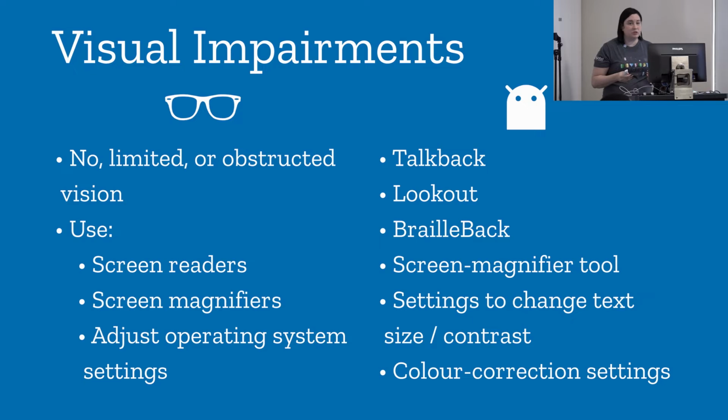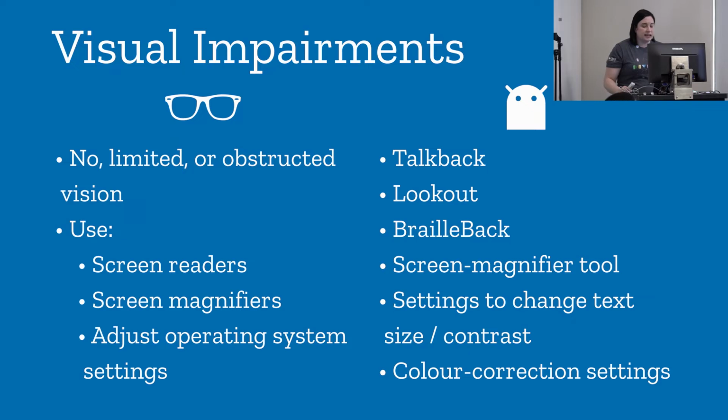There's TalkBack, which we'll be looking at a little bit later. It's a screen reader. It reads through your screen. Lookout, which sounds really cool, uses computer vision to recognize and communicate objects and text in an environment of interest. And BrailleBack, which uses a refreshable Braille display that you can read, and then also a Braille keyboard that you can type and navigate with.